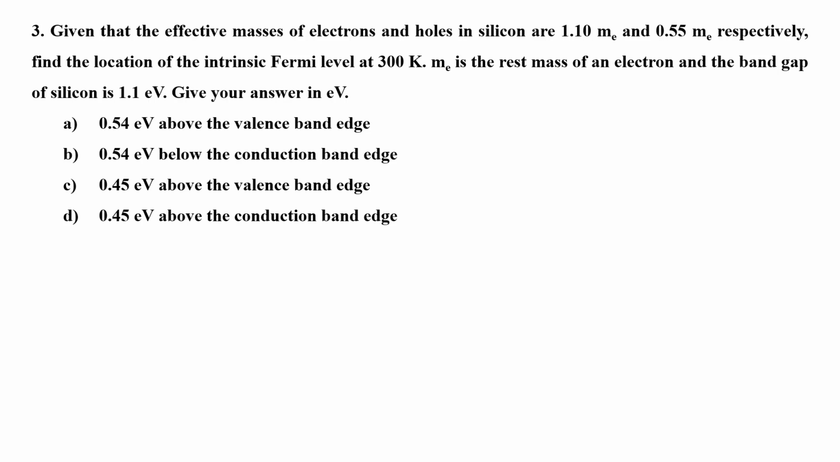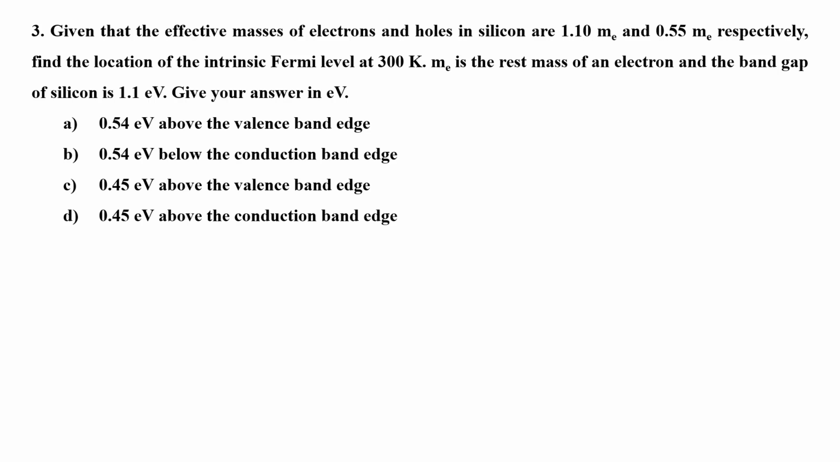Given that the effective masses of electrons and holes are 1.1 Me and 0.55 Me respectively, find the location of the intrinsic Fermi level at 300 Kelvin. Me is the rest mass of an electron, and the band gap of silicon is 1.1 electron volt. So the effective masses of electron and hole are given as 1.10 Me and 0.55 Me. You have to find the location of the Fermi level at 300 Kelvin, where Me is a constant, and the band gap is also given to you.